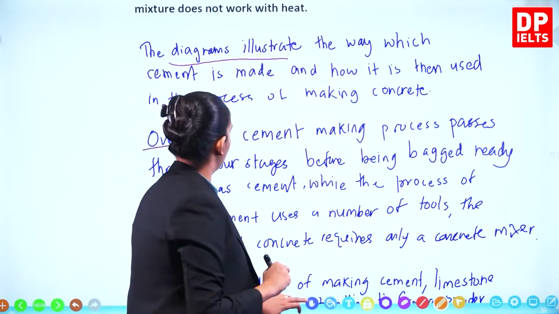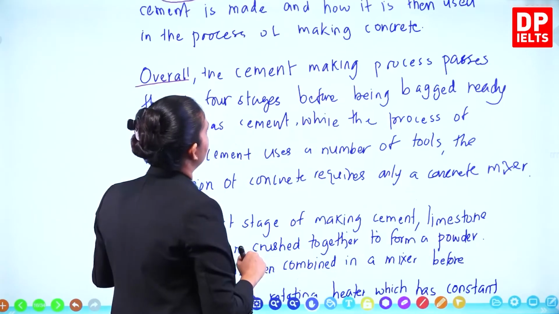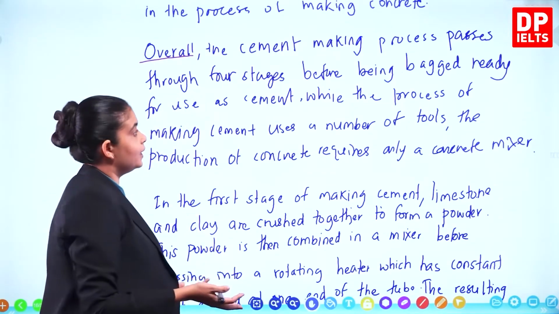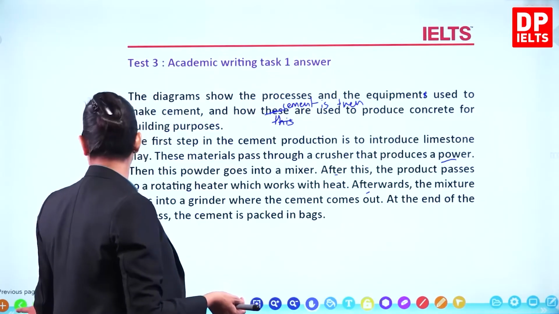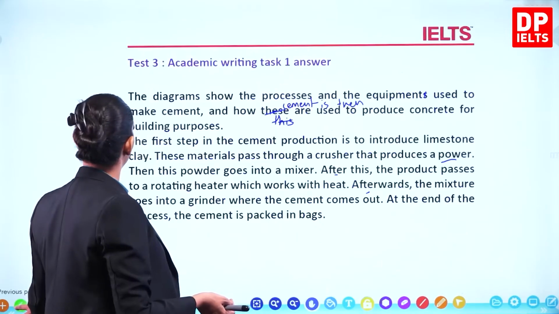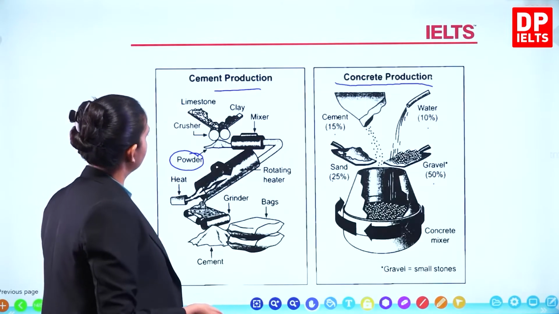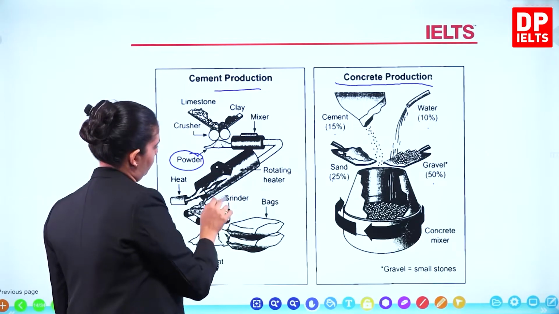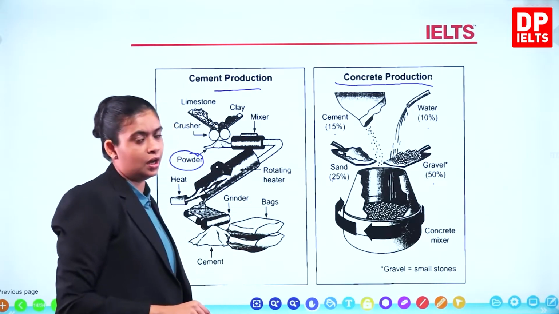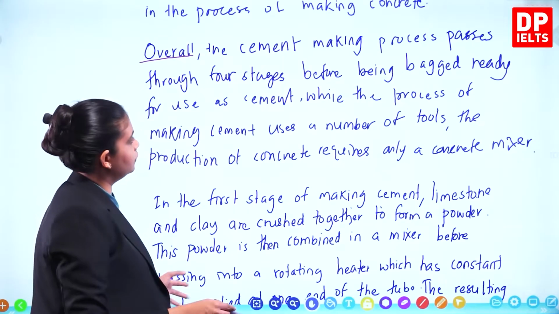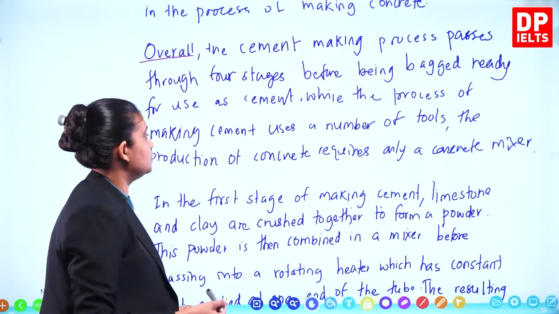So we write overall, and then the cement making process passes through 4 stages before being bagged, okay? So if you go here, it goes through 1, 2, 3, and then 4 before it gets into a bag, okay? So you talk about the 4-stage process and then what it is used for.